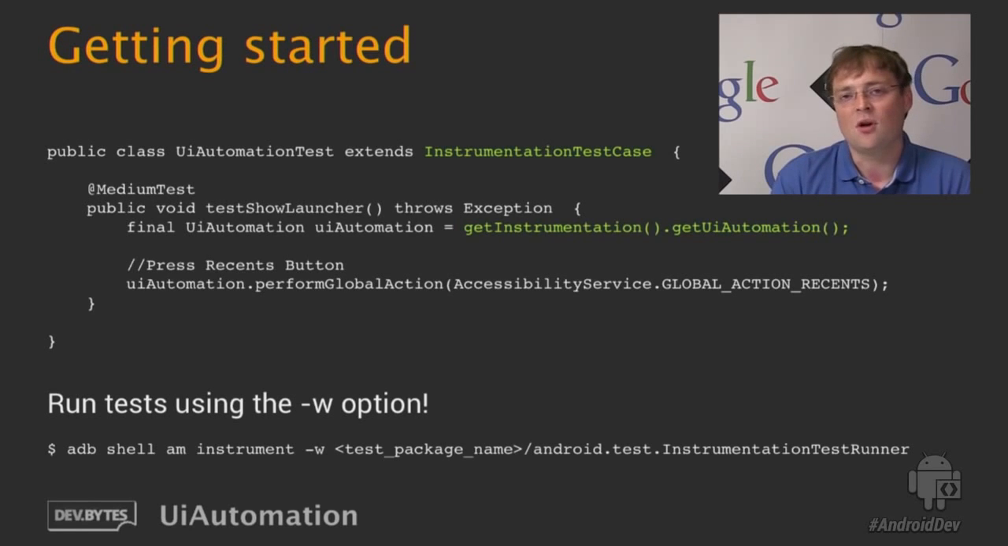So let's have a look at some code. What do you have to do to get started with UiAutomation? It's very simple. You just have to inherit from InstrumentationTestCase2 or from any other subclass like ActivityInstrumentationTestCase2. Then in your test method, just call getInstrumentation().getUiAutomation() to get a reference to the UiAutomation object.